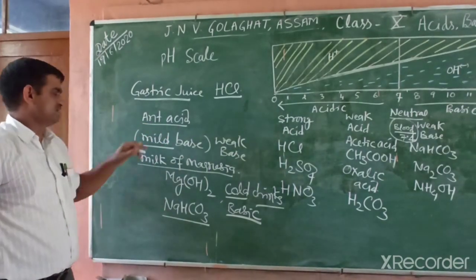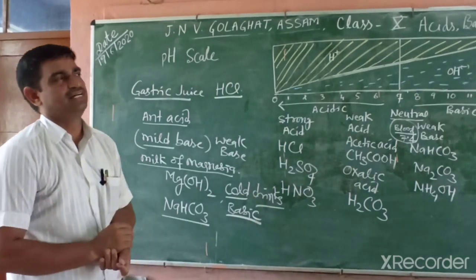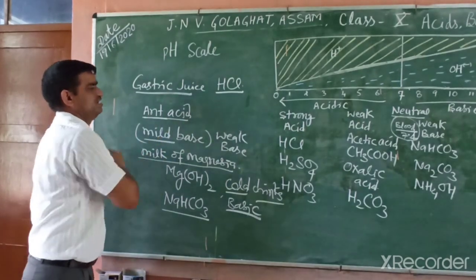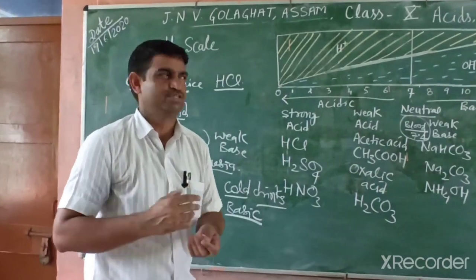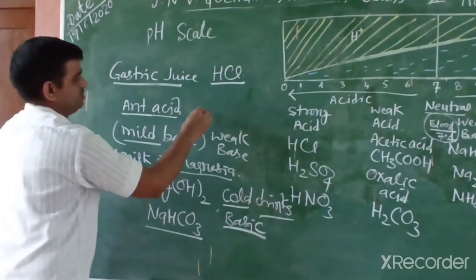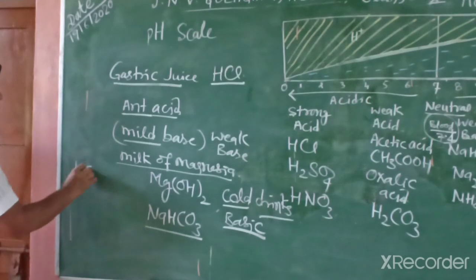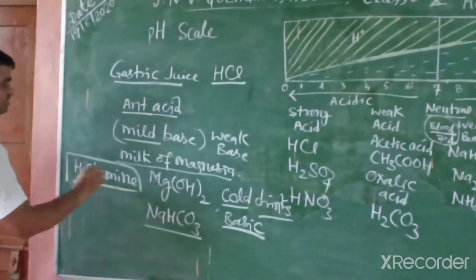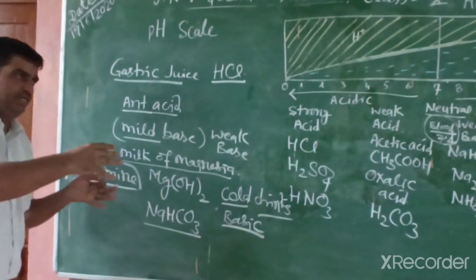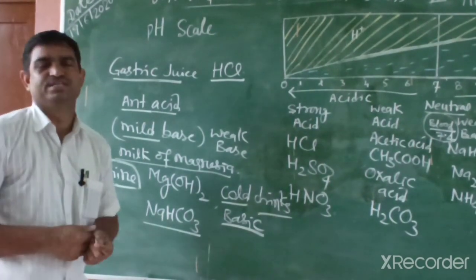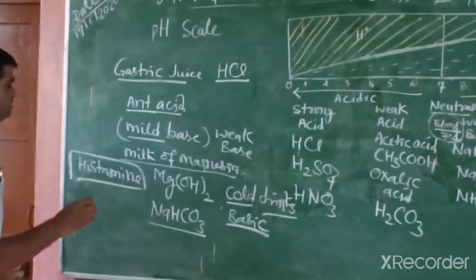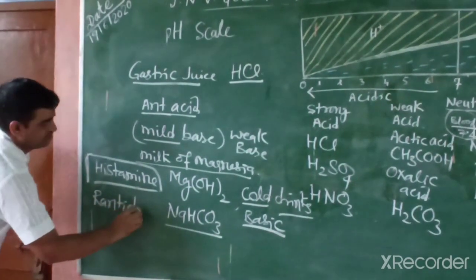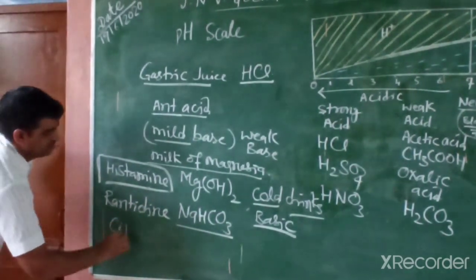But in these days, what is the reason for acidity? The chemical responsible for acidity in our stomach is known as histamine. You will study in higher classes this chemical responsible for acidity. So in these days we use some medicines to remove acidity, known as Ranitidine and Cimetidine.